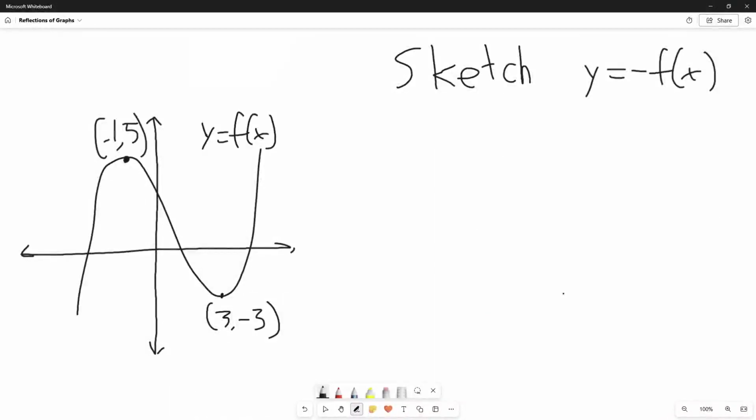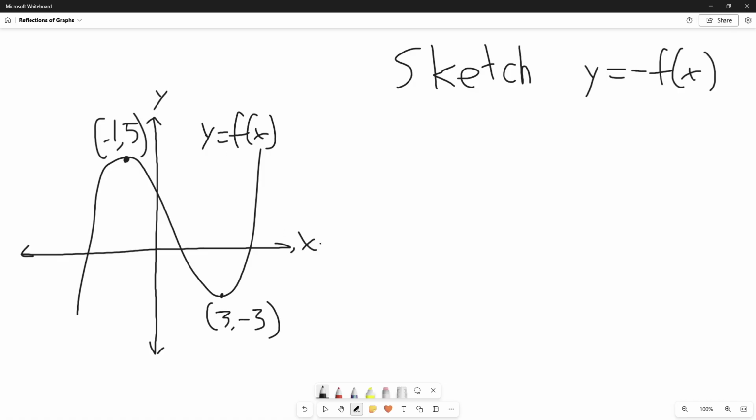And now let's get into some practice problems. If you think you can do this one, then pause the video and try it. In this one, we're given the graph of y equals f of x, and we're asked to sketch y equals negative f of x. When y equals f of x turns into y equals negative f of x, that means we've done a vertical reflection, or reflection over the x-axis.